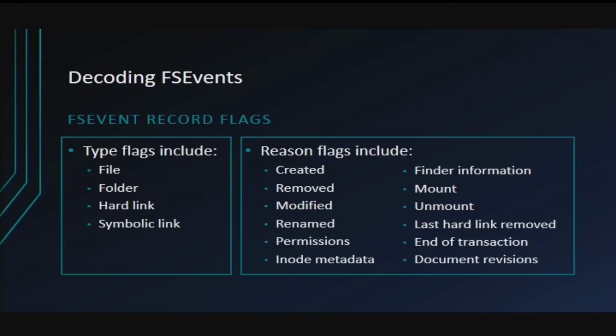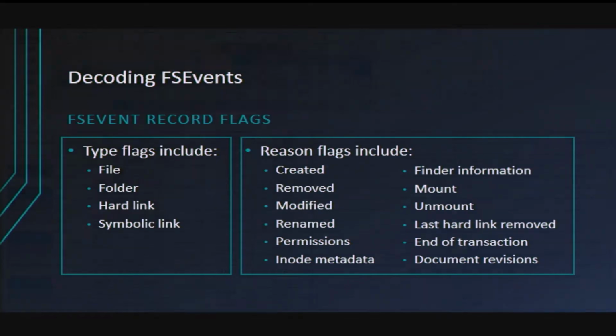Here we can look at the different kinds of flags. For the type flags, it can be a file or folder, hard link, or a symbolic link. And the reason flags, or what happened to that item, are created, removed, modified, renamed, permission change, inode metadata, finder information, mount, unmount, last hard link removed, end of transaction, and document revisions.